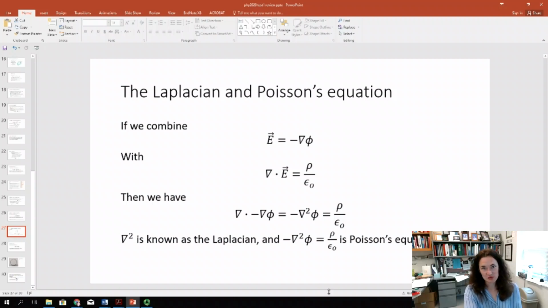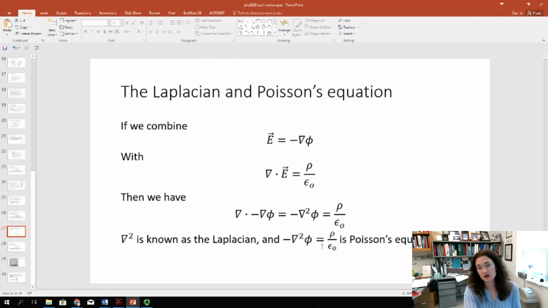Okay, last push. We've got all these expressions now that relate the charge distribution to the electric field to the potential. So let's pull them together. Remember that the electric field is the minus gradient of the potential, right? E is minus grad potential. Now, if you combine that with the differential form of Gauss's law, del dot E is equal to rho over epsilon naught, plugging in for E, then you get del dot minus grad phi, which is minus del squared phi, is equal to rho over epsilon naught.